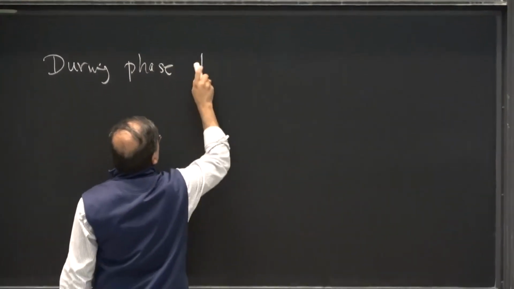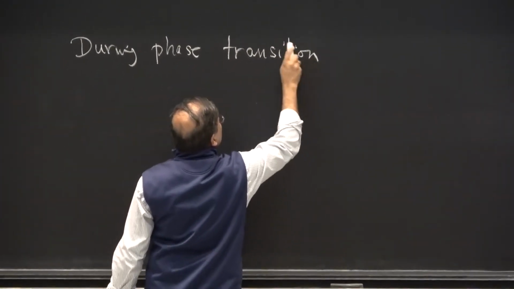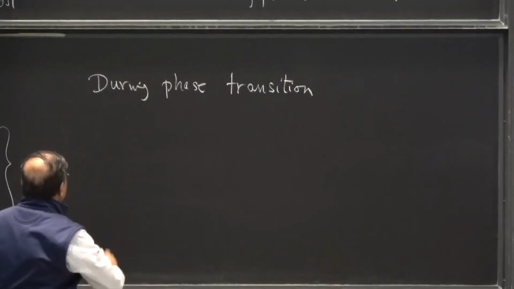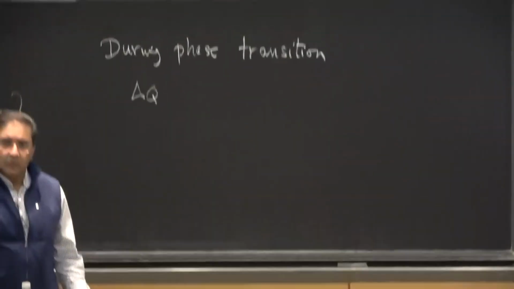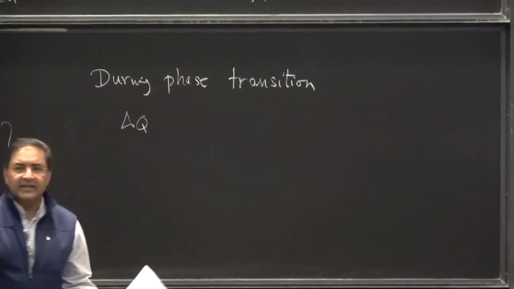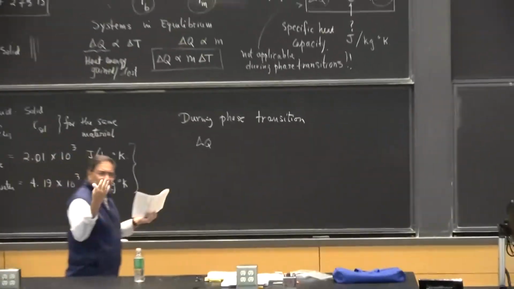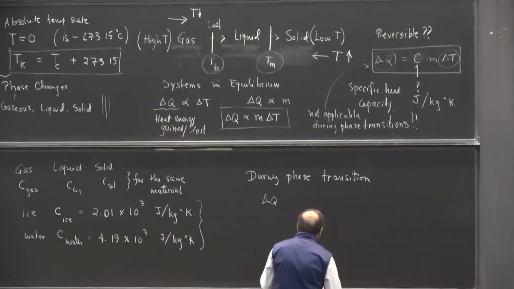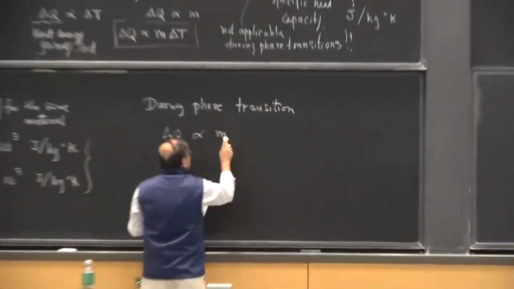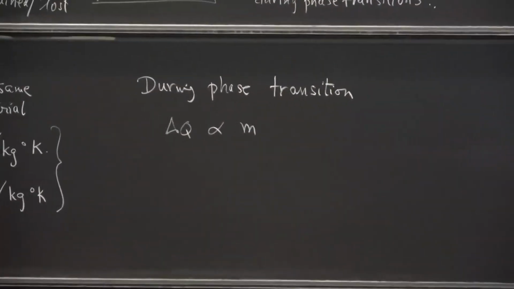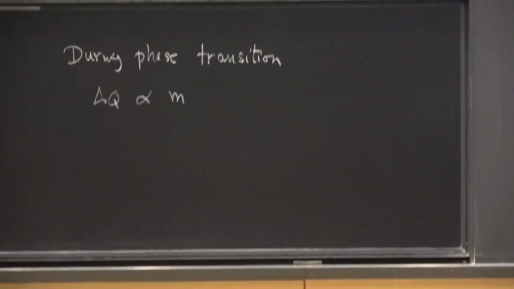So during phase transition, what happens is that this delta Q, the amount of heat that will be absorbed, obviously cannot be dependent upon delta T, because there is no delta T. T is fixed. It's either TB or TM. There is no delta T. But it is certainly proportional to the mass, as I said, until the whole system comes to a boil, right? As in my example. So delta Q is proportional to mass.